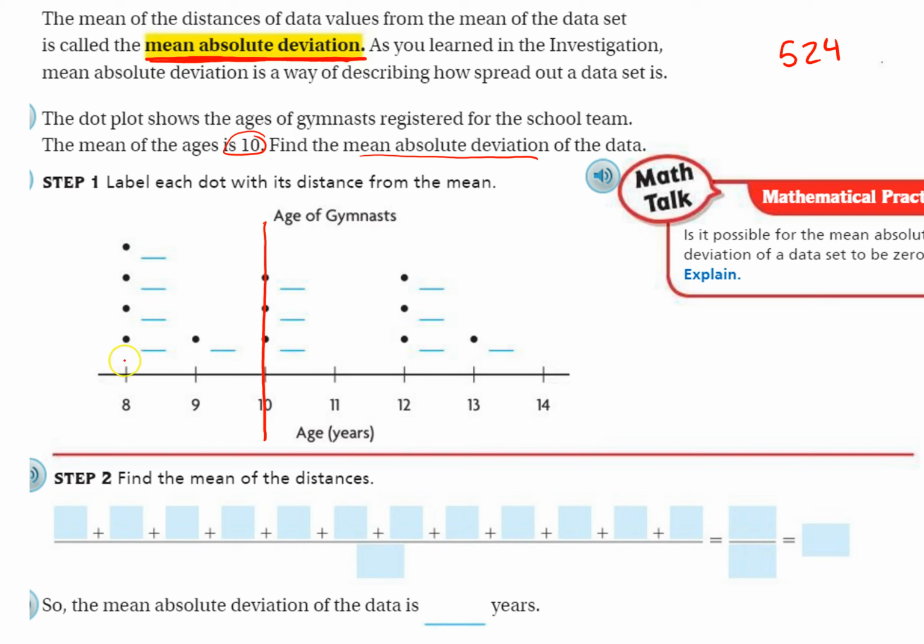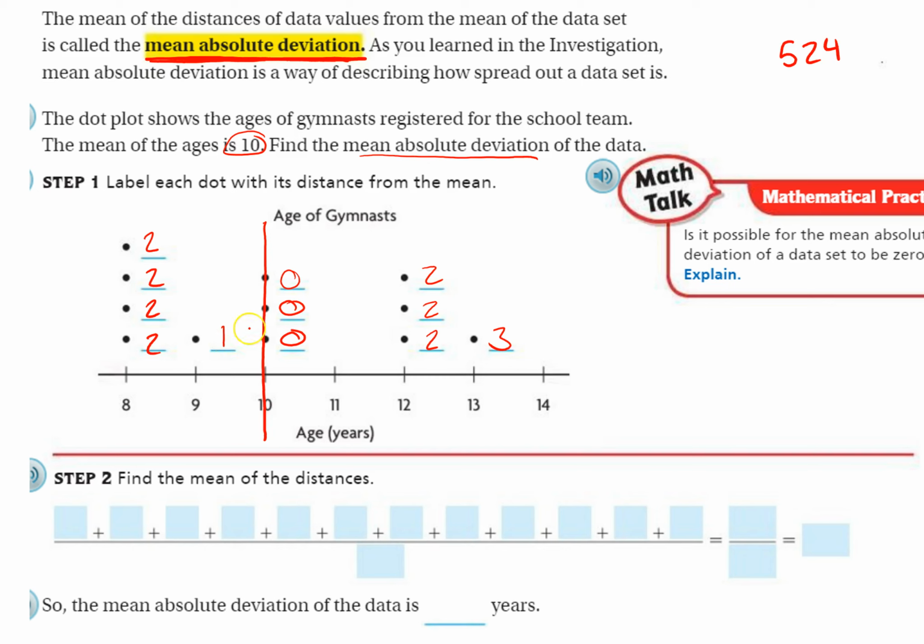Okay, so 8 is 1, 2 away. So all of these were 2 away. 9 is 1 away from 10. 10, all these dots are 0 away from the mean. They're right on the mean. Okay, these dots are 1, 2 away from 10, because they're 12. And then 13 would be 3 away from 10.